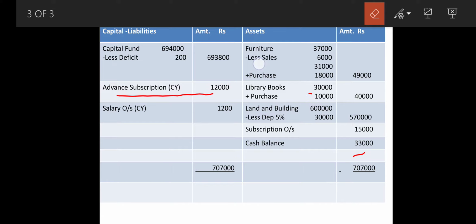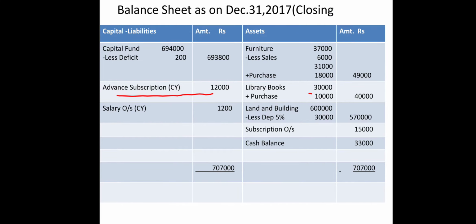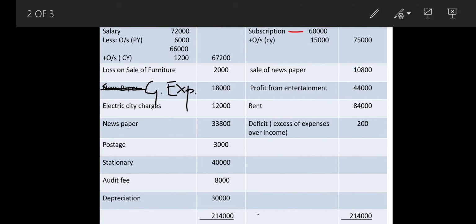So come to now your next item, sale of old newspaper. So in the income and expenditure, sale of old newspaper is an income. So it will be transferred to the income. Then profit from entertainment, again income. And then comes your rent, again income. So these are the items which are directly transferred from the receipts and payments to the income and expenditure or the respective balance sheets. Now come to your opening balance sheet.